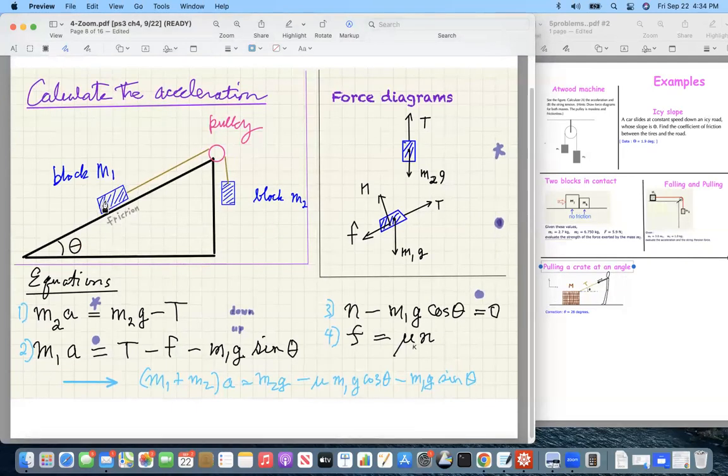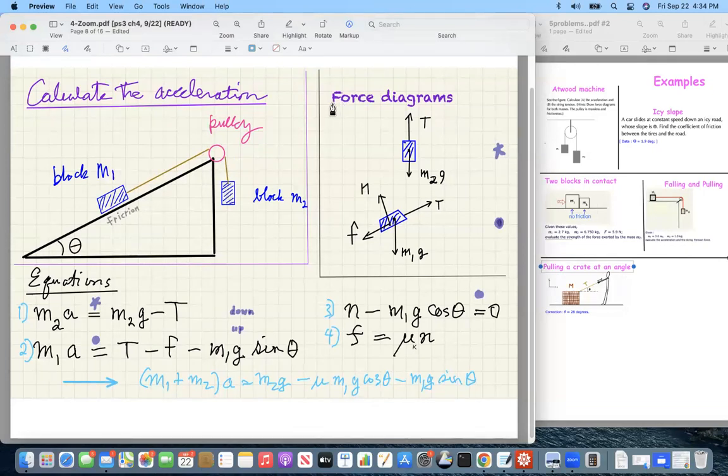Let's consider this problem, which is like one of the problems on the exam and the homework. You have a block tied to another block by a cord, which goes over a pulley. This block is on a ramp, and there's friction between this block and the ramp. And this other block is just moving vertically. It's tied to the cord.